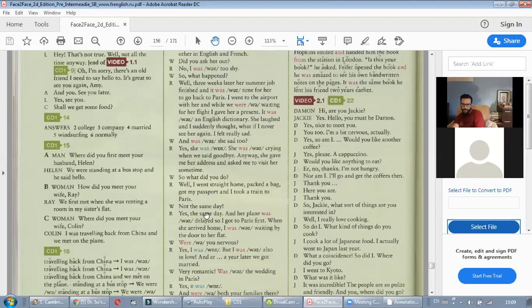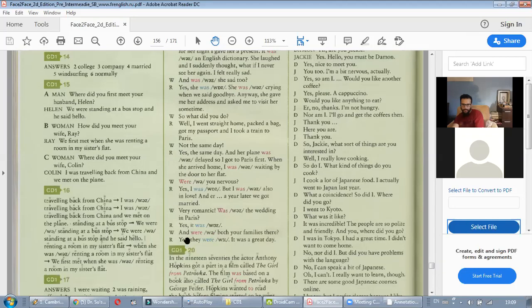Not the same day. Yes, the same day. And her plane was delayed, so I got to Paris first. When she arrived home, I was waiting by the door to her flat. Were you nervous? Yes, I was. But I was also in love. And a year later, we got married. Very romantic. Was the wedding in Paris? Yes, it was. And were both your families there? Yes, they were. It was a great day.